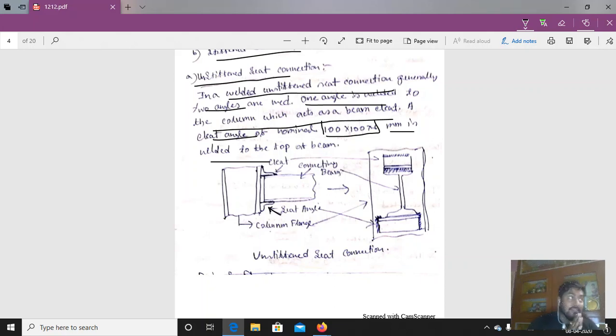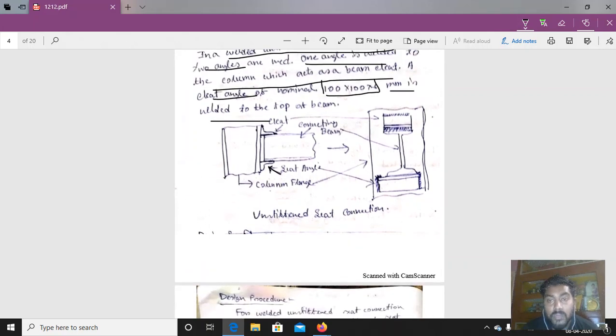As you have seen in the previous lecture, the design of the bolted seat connection, there we designed the seat angle for the normal unstiffened seat connection. Here also the seat angle has to be designed as well as the welded connection. So in this picture you can see this is the cleat angle that we don't need to design. This is the seat angle. We have to design that. This is the weld. We have to determine it, and this is the seat connection. The seat angle we have to design.